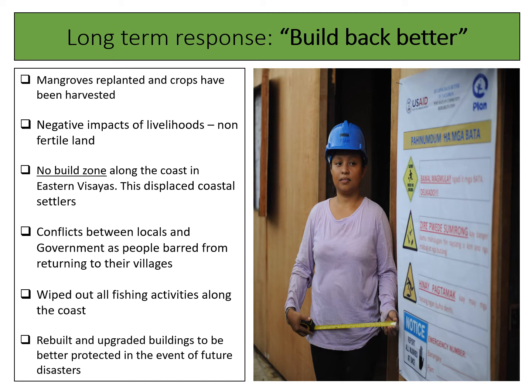So the Build Back Better scheme was an intention so that buildings were not just rebuilt as they were before, so they weren't built again from non-sturdy materials such as plastic and softer wood, but they were upgraded. They were built from stronger materials that would be able to withstand these typhoon-like winds. And the intention was that they would be protected then from future disasters.